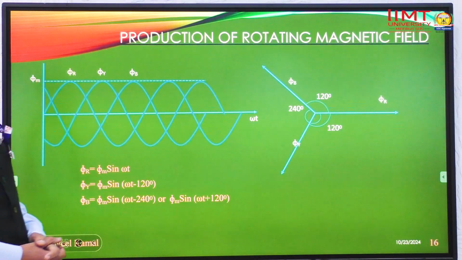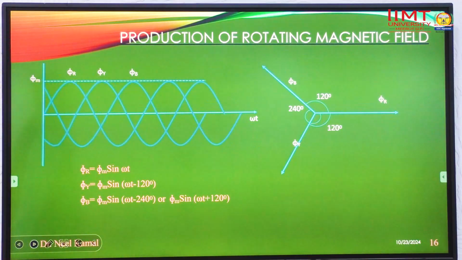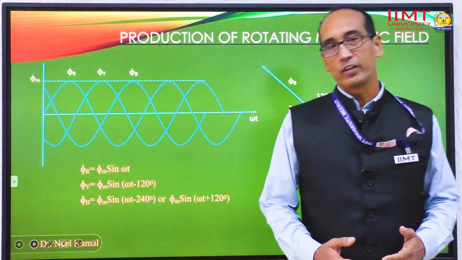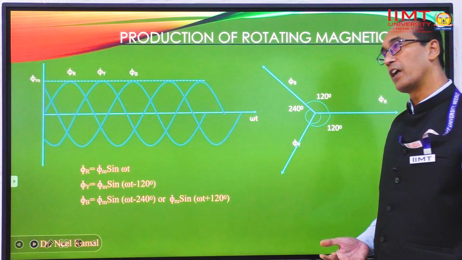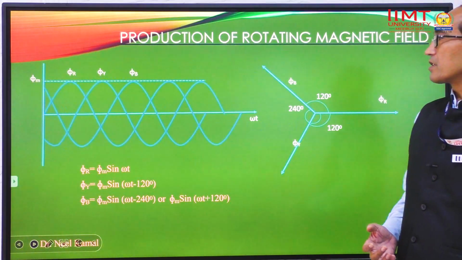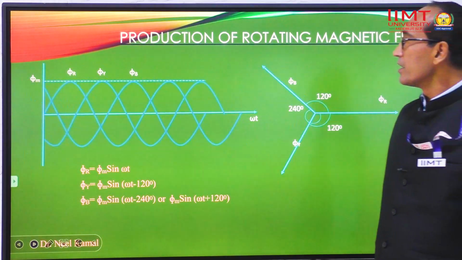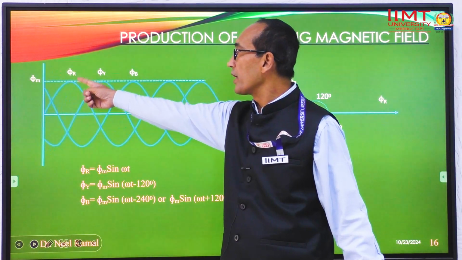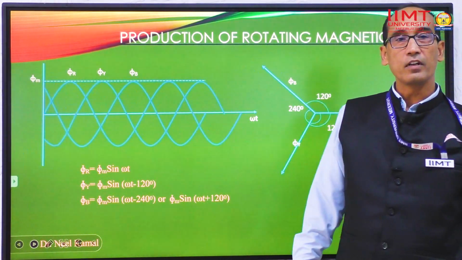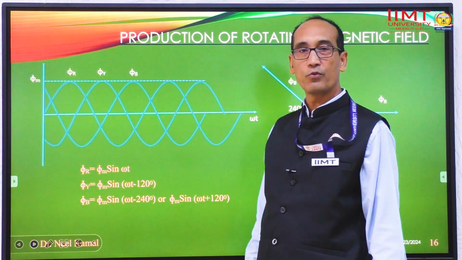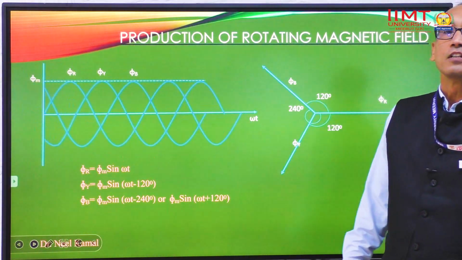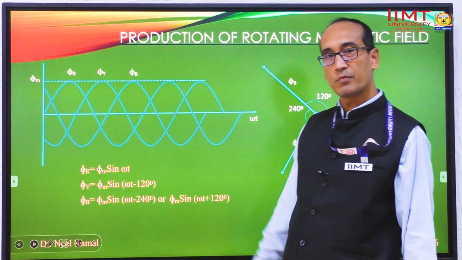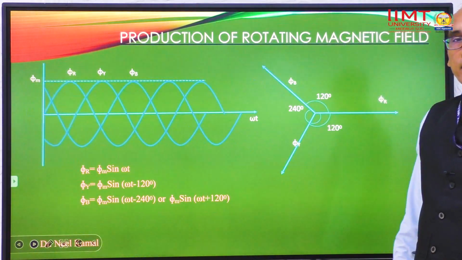Now we will discuss the production of the rotating magnetic field. First of all, let me explain the difference between alternating flux and rotating flux. In a single phase supply system we have a single phase, just like phi r is written here, r for the red system, y for the yellow system and b for the blue system. This is the nomenclature for the three different supply systems. In a single phase system we have only a single sine wave, so it is alternating by nature.